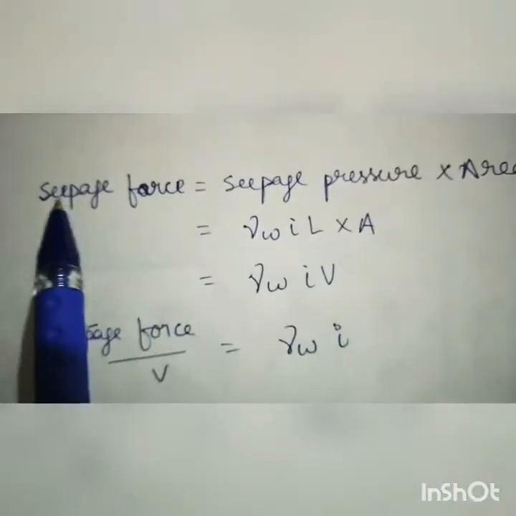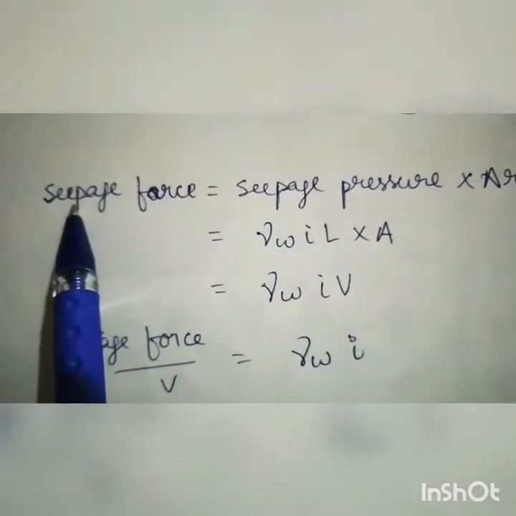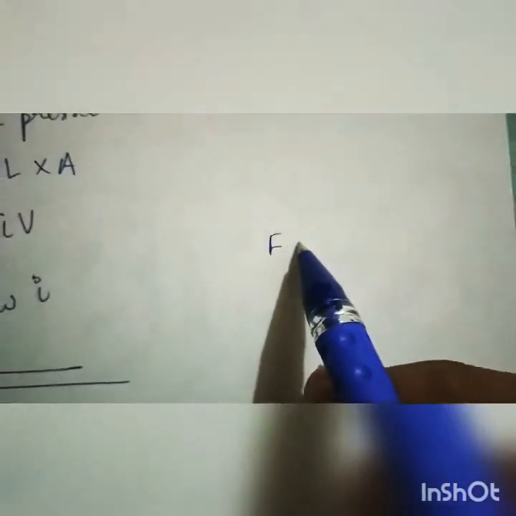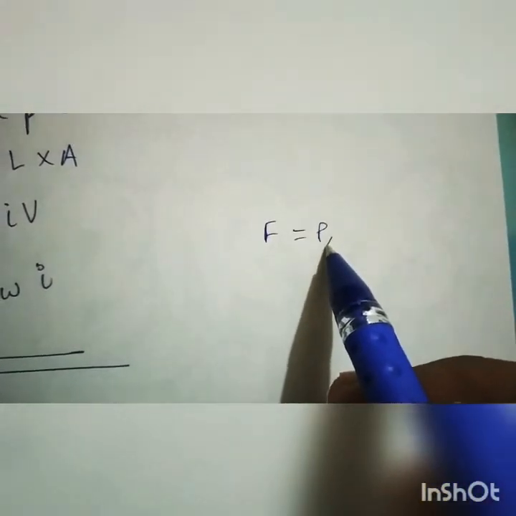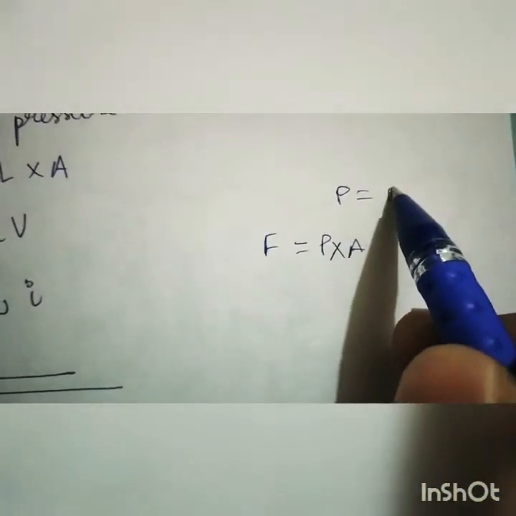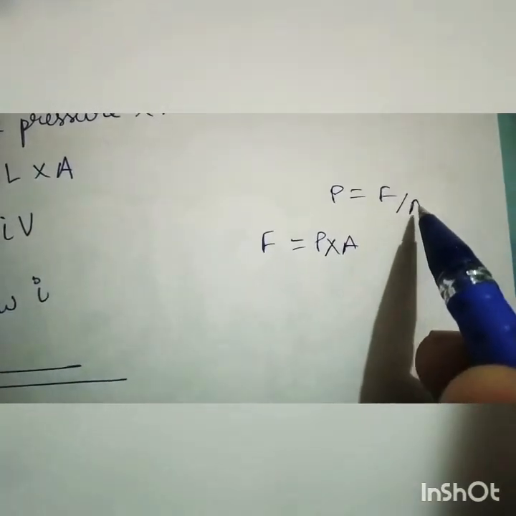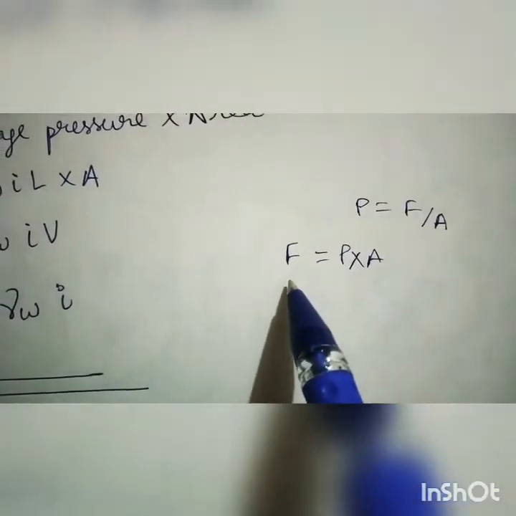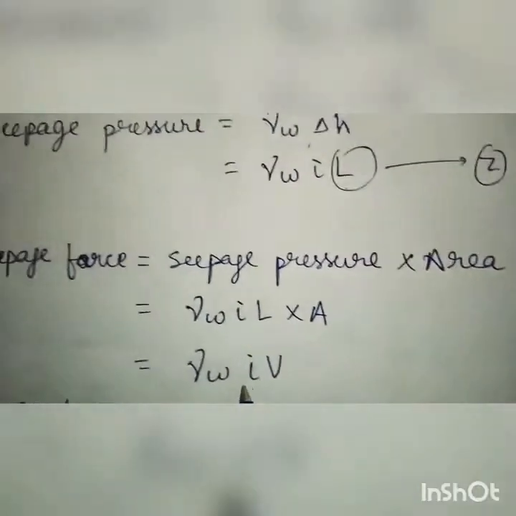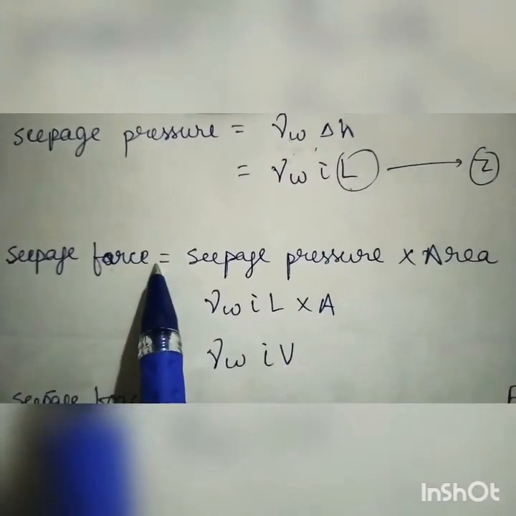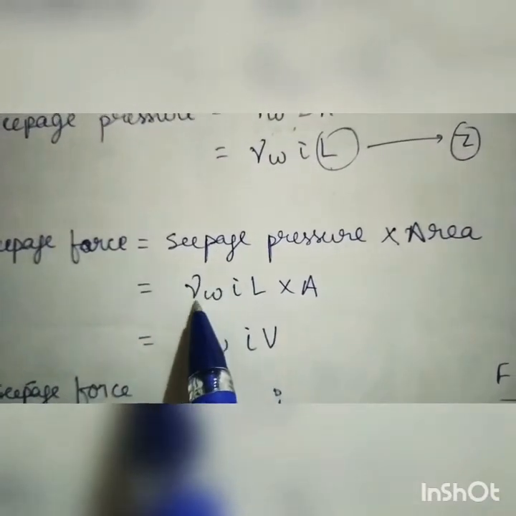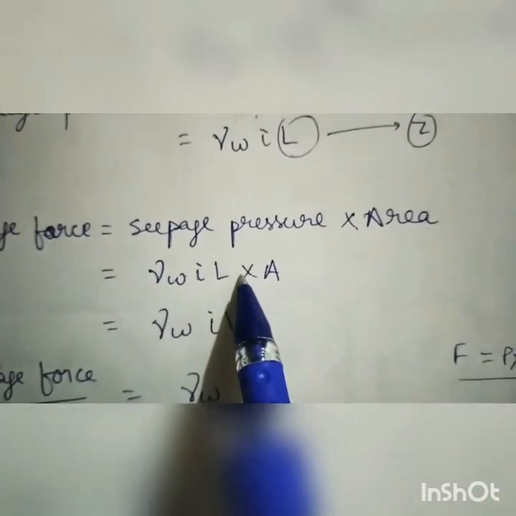Now the last part is seepage force. Since we know that pressure is equal to force upon area, that becomes force is equal to pressure into area. So we can apply the same thing here. Seepage force is equal to seepage pressure into area. Seepage pressure we know already from here: gamma W into i into L, into area A.